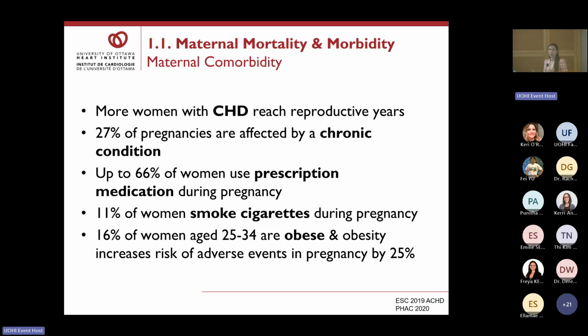From the acquired perspective, we know that in Canada, almost a third of pregnancies are complicated by a chronic condition. Two-thirds of women are using prescription medications during their pregnancy. 11% smoke during their pregnancy. And there's a big proportion of obesity in new mothers. And we know that obesity actually increases the risk of maternal adverse events by about 25%.